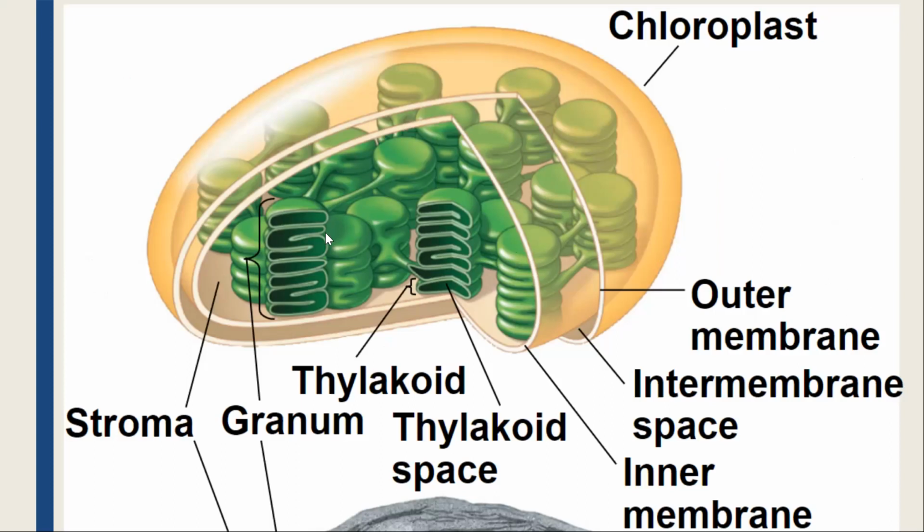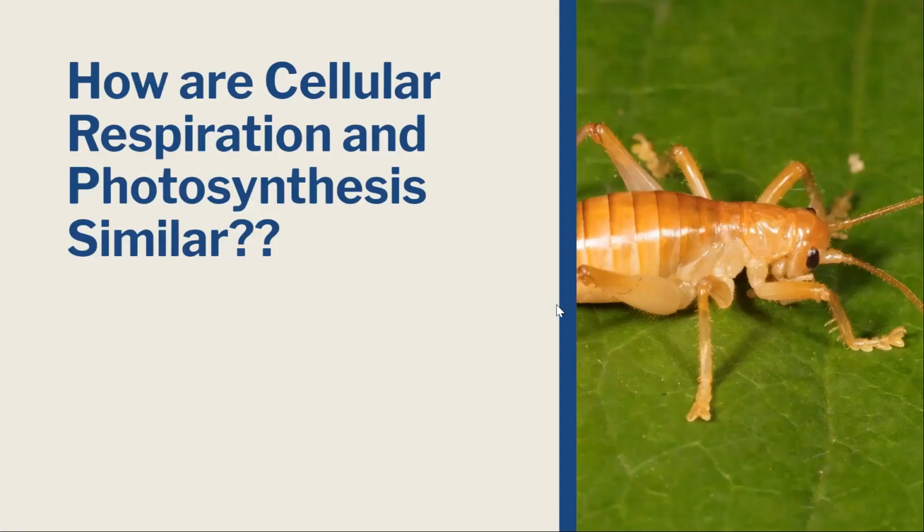All of that is happening in the thylakoid membrane. And so, again, the more pigments and the more photosystems you can fit in the thylakoid membrane, the more photosynthesis you're doing. So if we look at how cellular respiration and photosynthesis are similar, there are obviously some similarities and some obvious differences between the two processes.